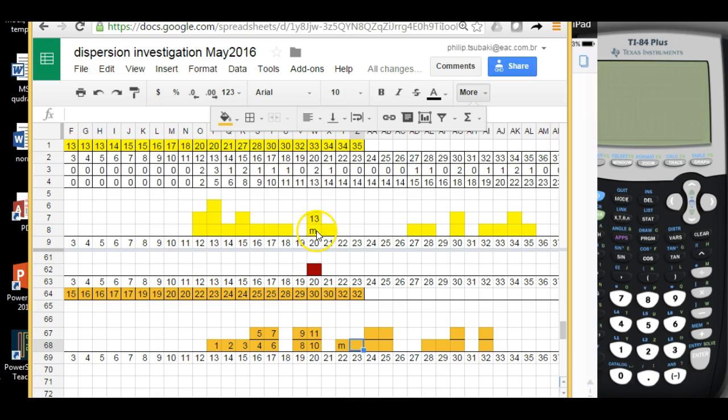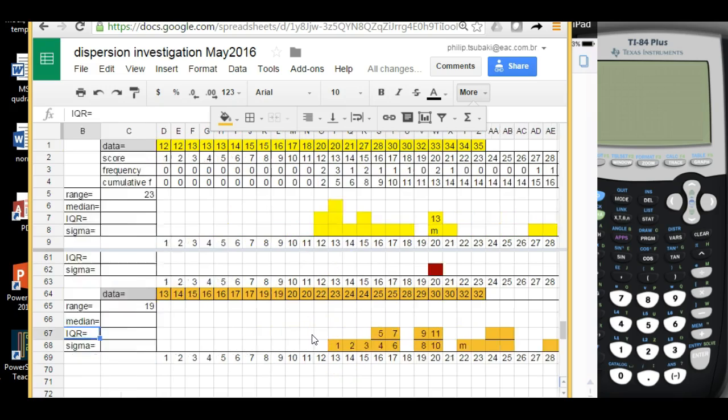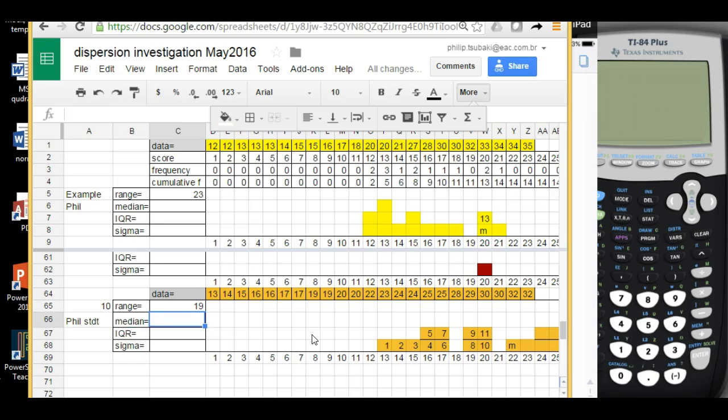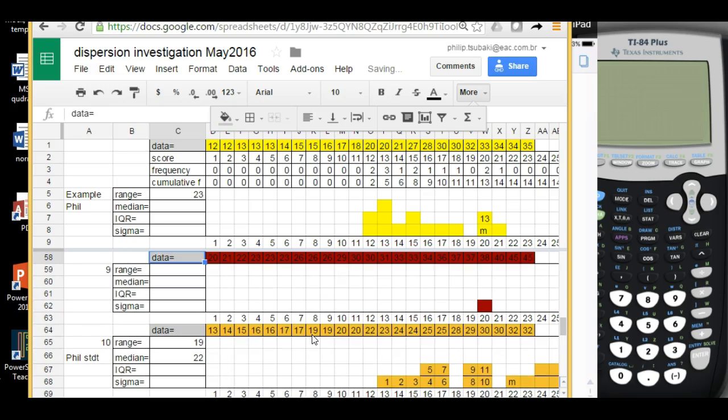The median is not 12, the 12th block. It is the data where the median block is. So it's going to be 20 here and it's going to be 22 here. So I'm going to write those down here. It's going to be 22 here and 20 here. You can see they're pretty close.